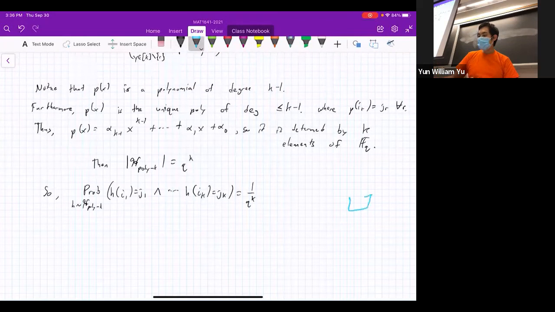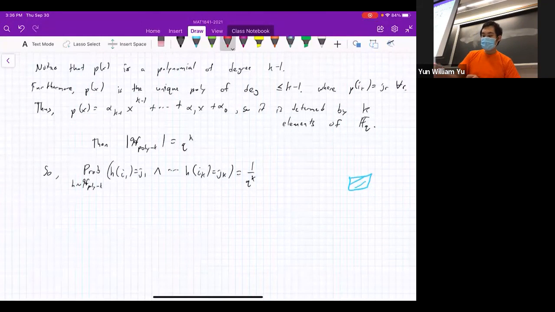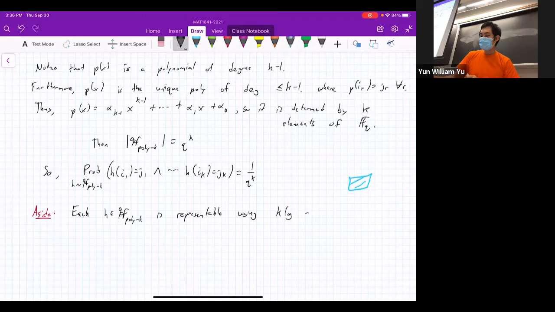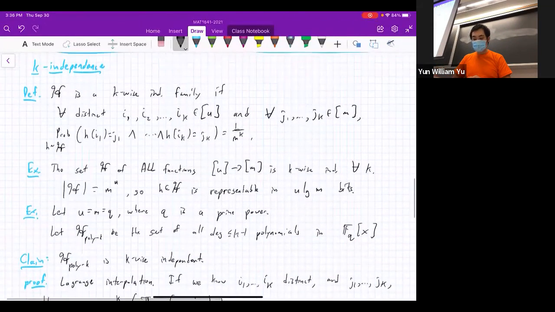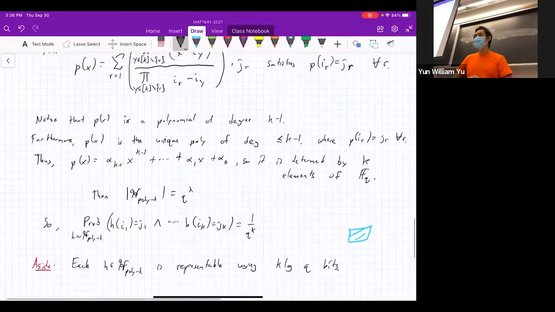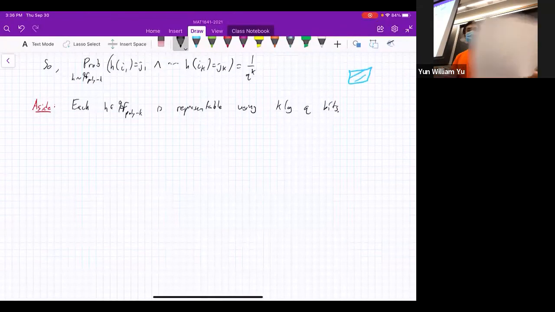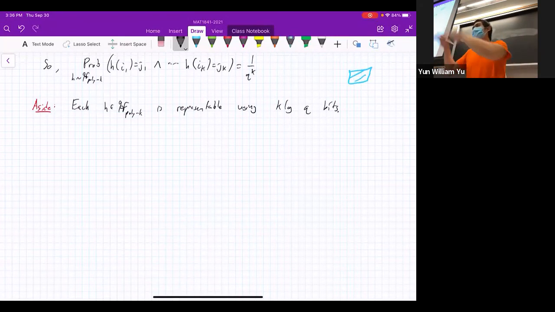And therefore, this is an easy way of generating a k-wise independent family just by using degree k minus 1 polynomials. And of course, as an aside, this is much more representable. So each H in H poly k is representable using just k log q bits, which is much smaller than our previous thing, which was, what was it? u log m bits. Okay, so that was us in algebra land.